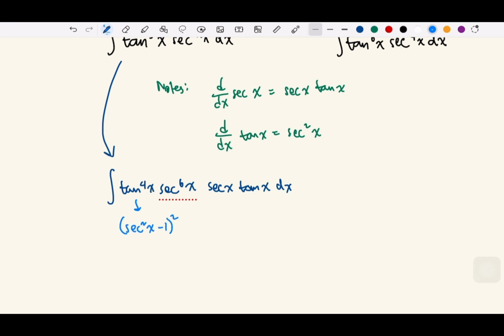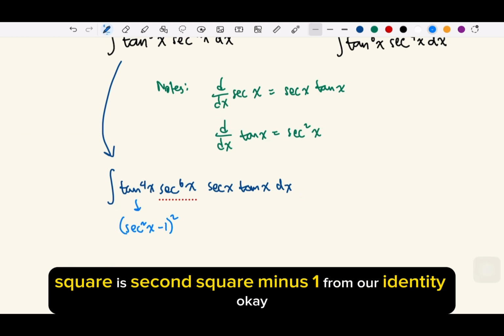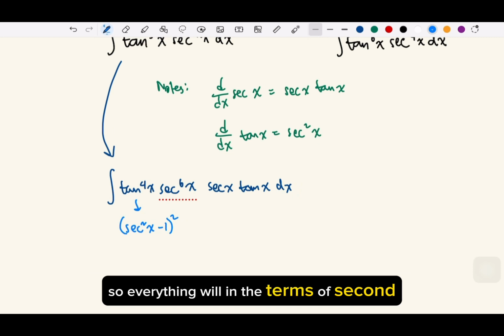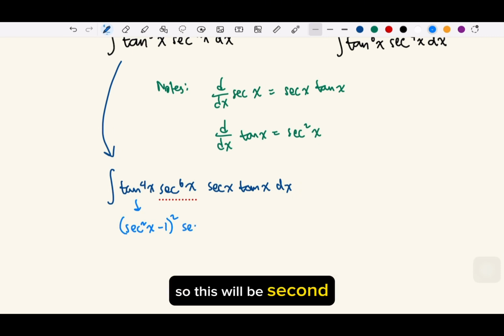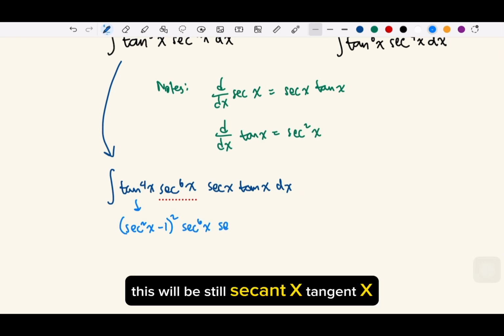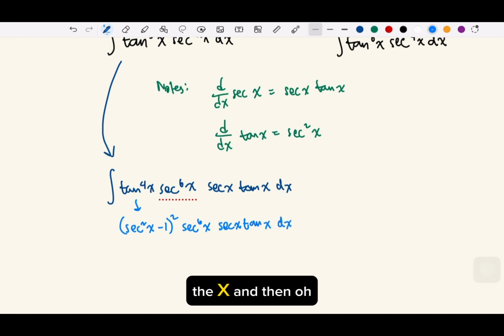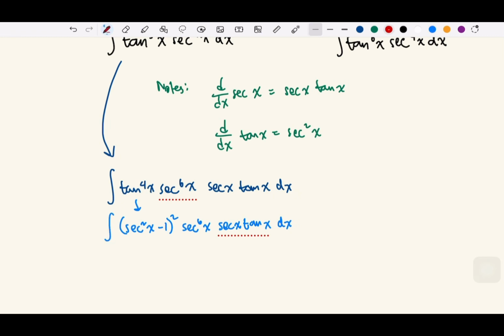So it is from tangent squared, squared. The tangent squared is secant squared minus 1 from our identity. Okay, we come here, and then this is still the secant. So everything will be in terms of secant. So this will be secant, this will still be secant x tangent x dx. And then, oh, I forgot this still has the integral.